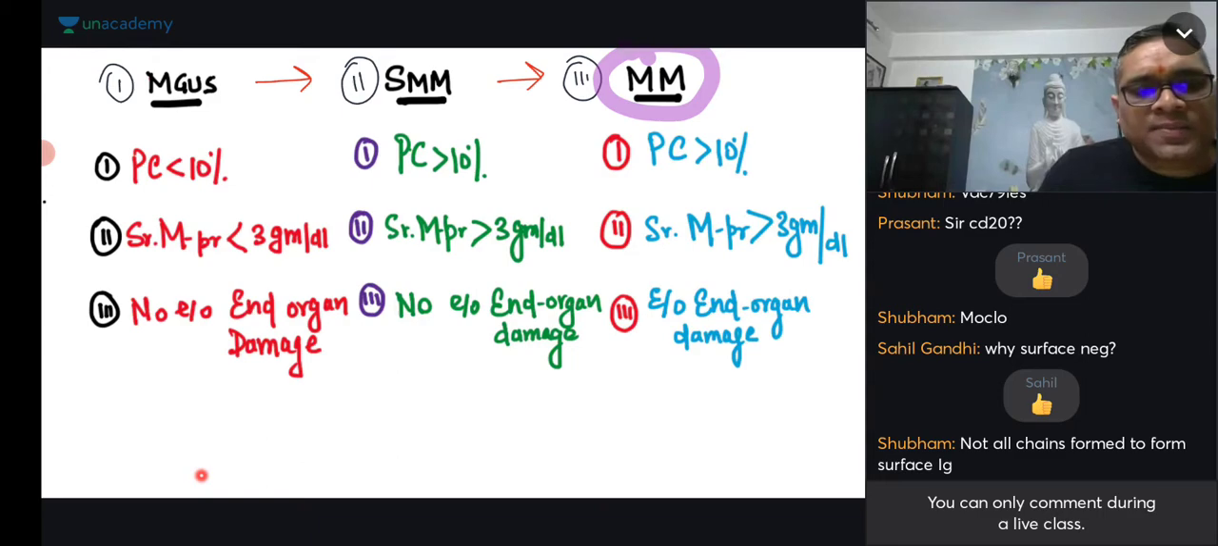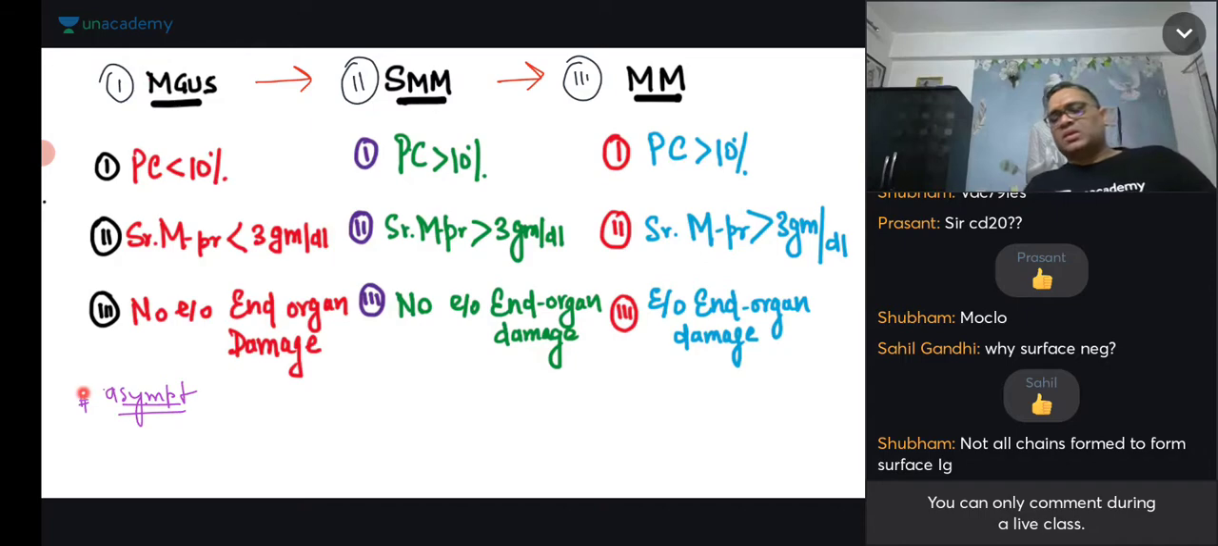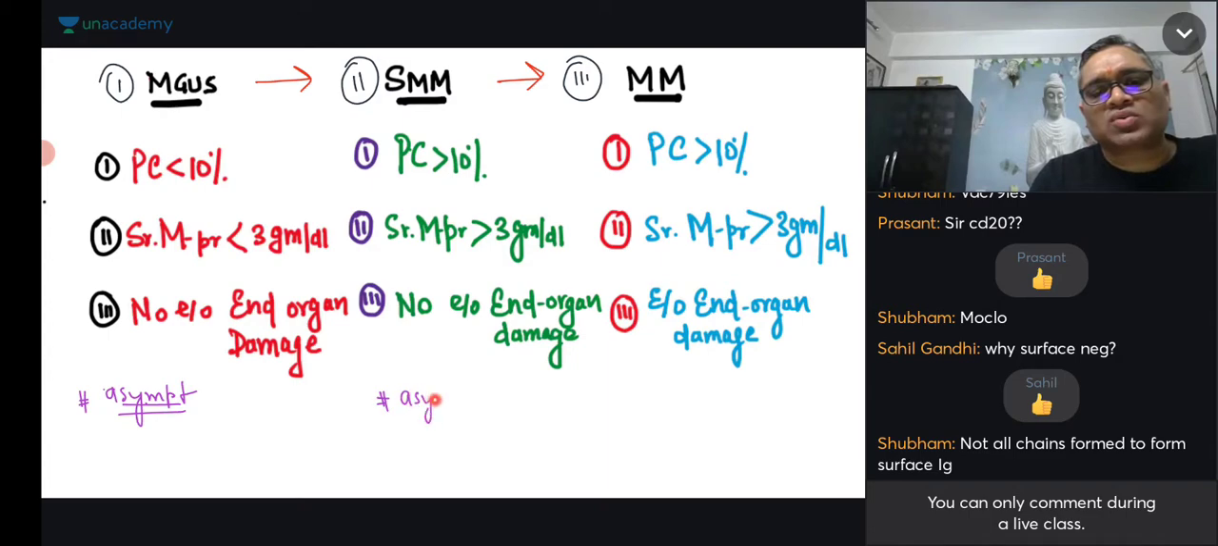As I said, my MGUS patient is usually asymptomatic. So there will be no symptom. You will understand after some time. Similarly, smoldering multiple myeloma will also be asymptomatic. But here they will be having symptoms. You will understand after some time.